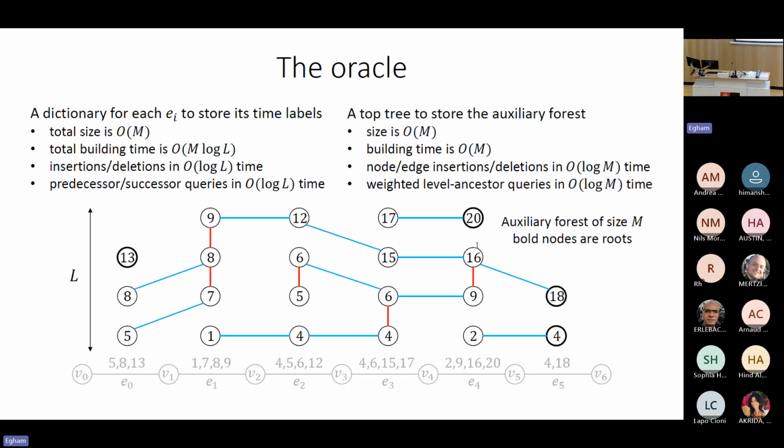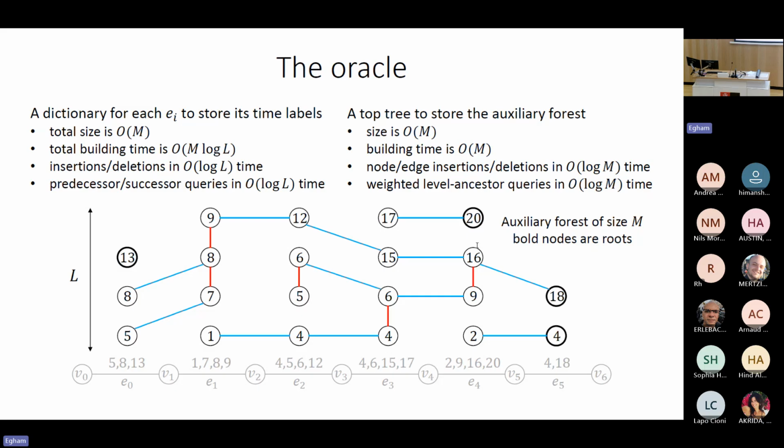And this is the way in which we build the oracle. Each column is arranged in a dictionary. So we can insert and delete vertices in each column in time that is log of L, where L is an upper bound on the number of vertices we have in each column. The total size for building all the dictionaries is order of M, because capital M is the total number of labels that we have. The building time is also pretty fast, and we can answer successor queries in time log of L, the height of the column, again.